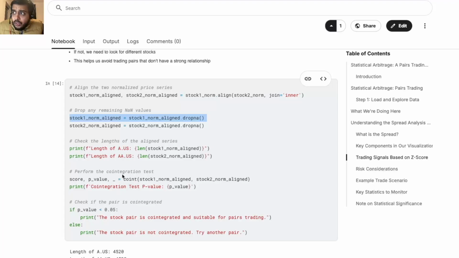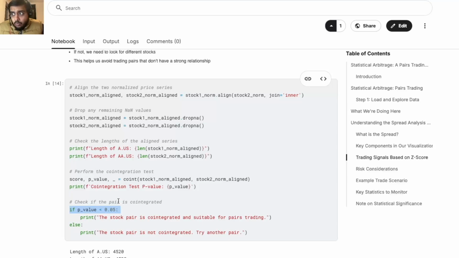Here we are doing the co-integration test. This test checks whether the two stocks we selected earlier have a long-term statistical relationship. It returns a p-value that indicates the probability that the relationship occurred by chance. By norm, if the p-value is less than 0.05, that means a statistically significant relationship exists between the two stocks, making them suitable for pair trading. And if the p-value is higher than this value, let's say 0.7 or something like that, then it means the stocks are not co-integrated and we should try another pair.